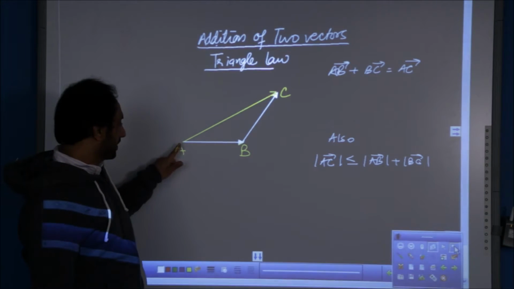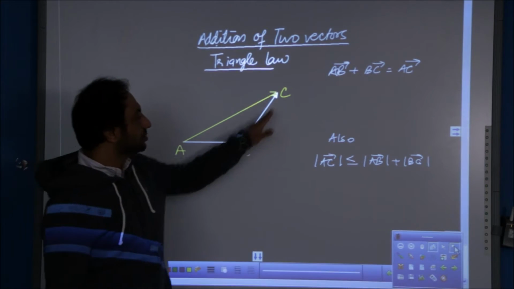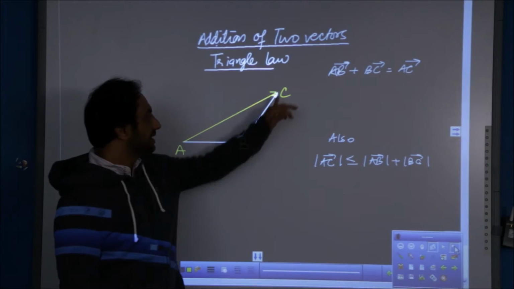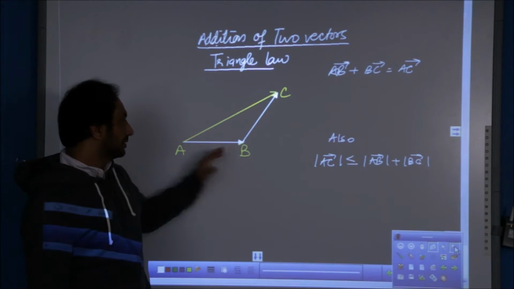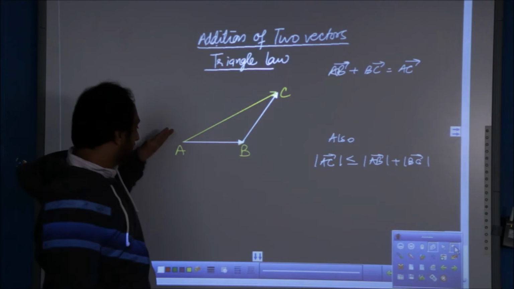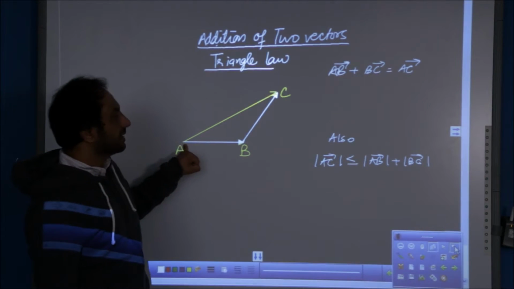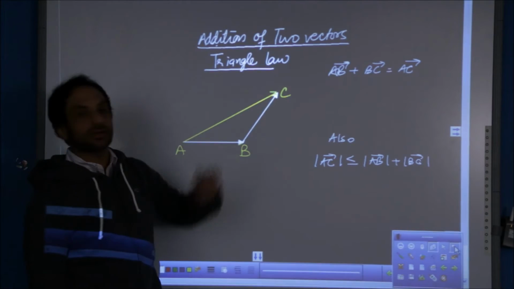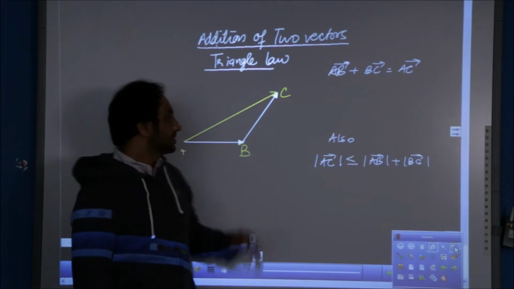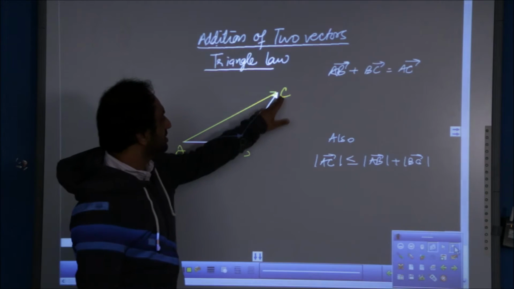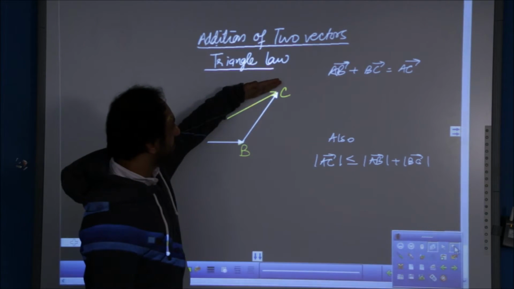with the tail. Initially, we can see that there are two vectors, AB and BC. They are in the order and their resultant will be given by AC. Tail coincides with the tail and head coincides with the head. So, AB vector plus BC vector is AC vector.